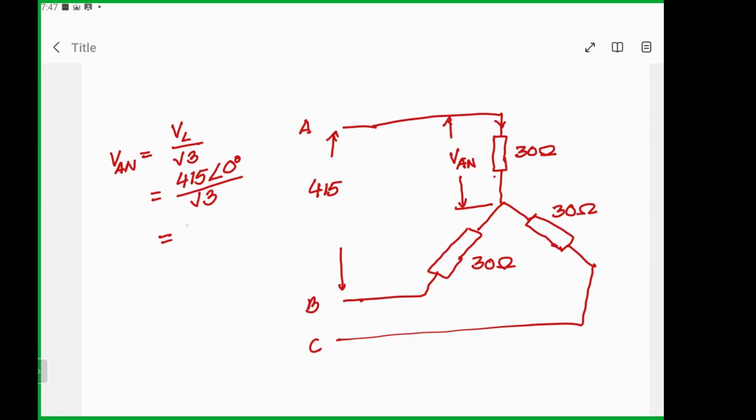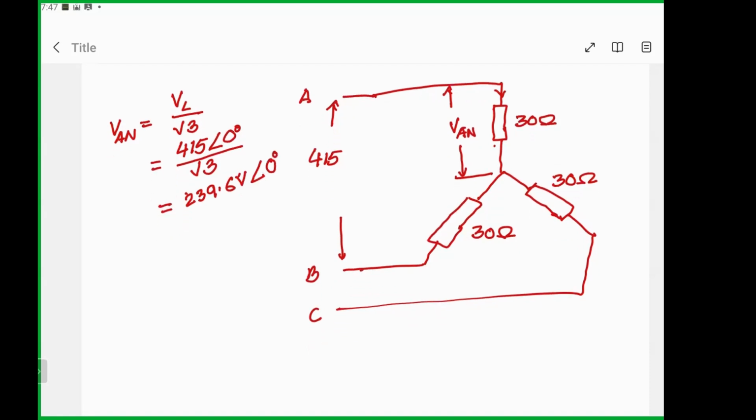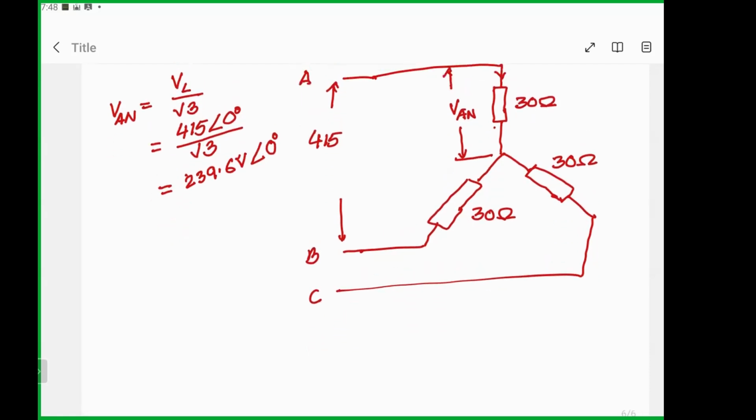The voltage is 239.6 volts. And we can consider this is at an angle of 0 degree. And then all the voltages will be the same.